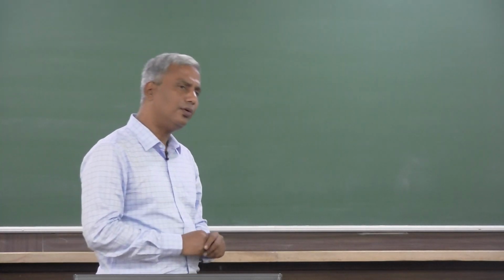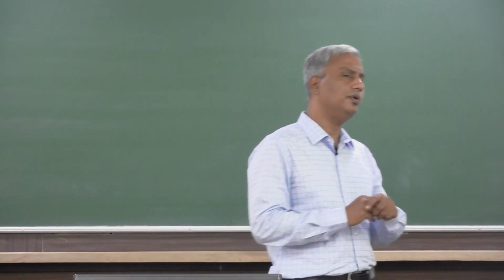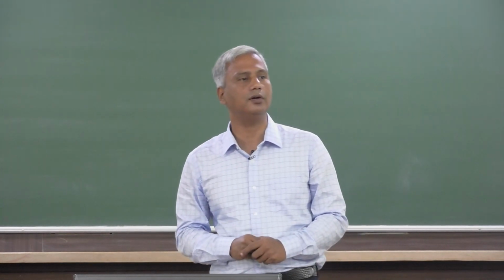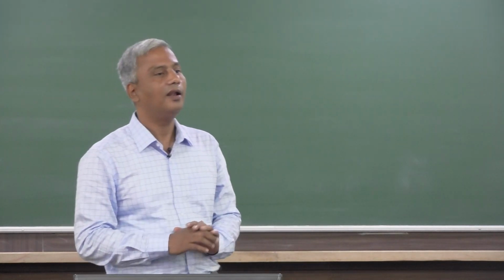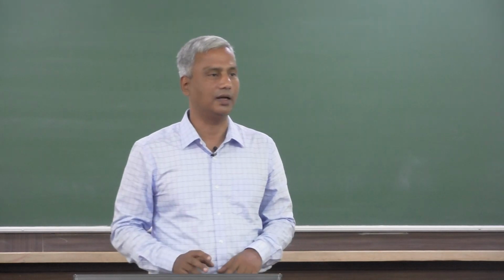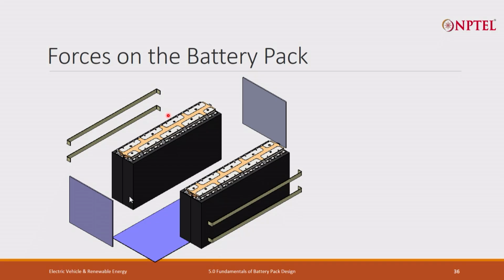Now, what are the forces on a battery pack? What we have calculated right now is the weight of the assembly of the cells. I am assuming there is no other weight right now. So what are the forces on a battery pack? If you see, the end plate will have a bending force because you try to push out, but it is constrained at all the edges. So it will try to bulge out like this.